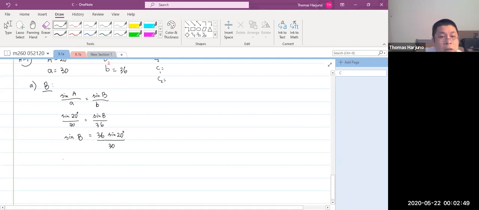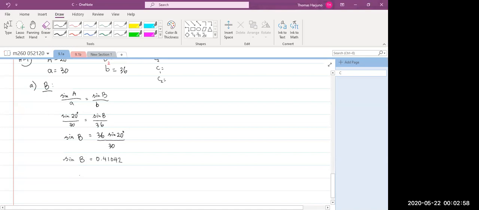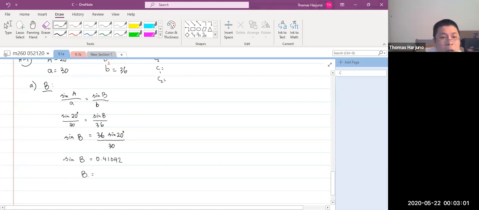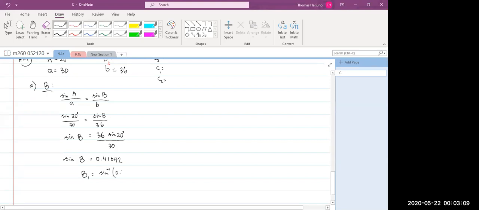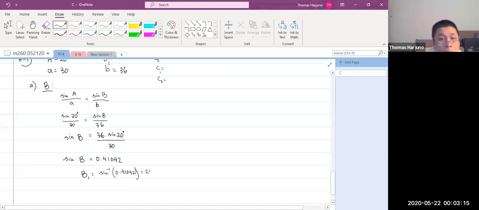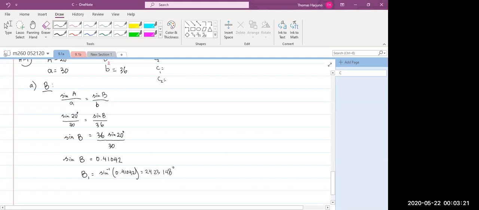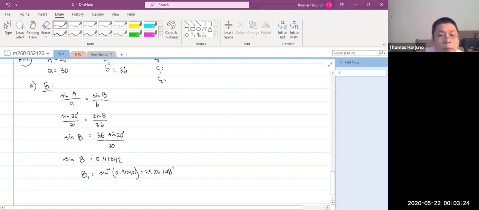Sine B is 0.4104. Are you asking for the answer now? Let's do it together. The sine inverse of this is 24.23148 degrees. Of course, our textbook rounded to 2 decimal places only. But then for angle B, this 24 is checked.